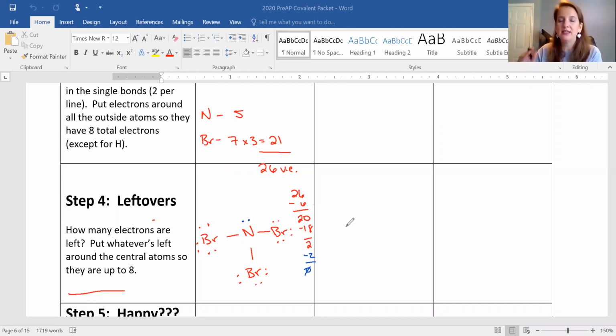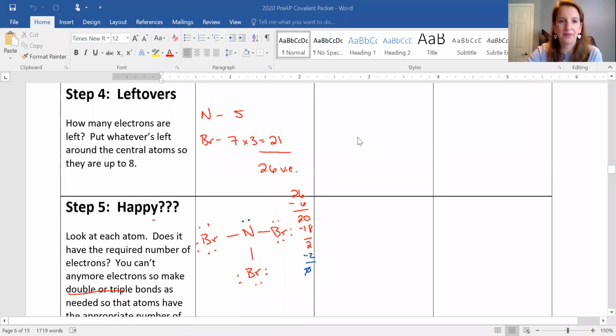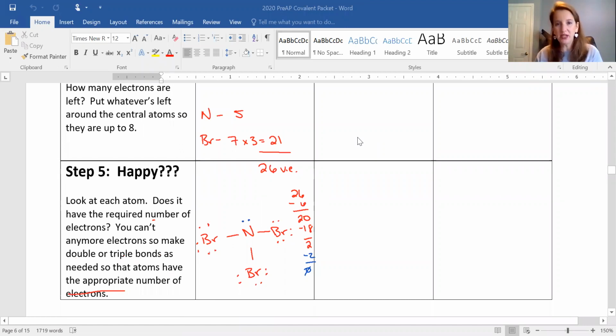Step 5 is the next most important step. Don't forget step 5 to make sure everything is happy. Once you think you're done, once you've run out of electrons, look at your structure and make sure everything has the required amount of electrons.